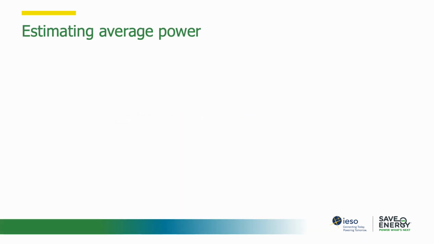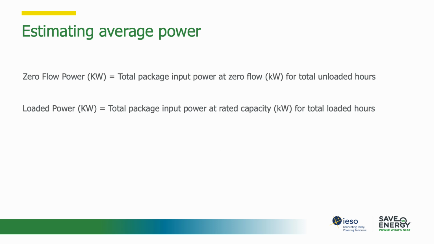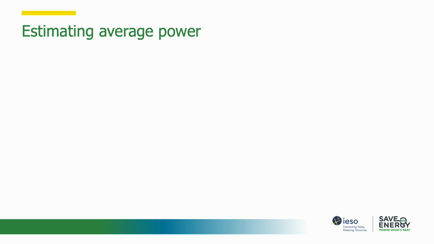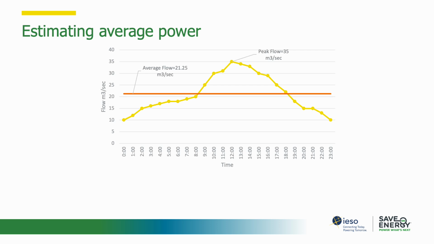If you have a 2-stage compressor, refer to your compressor's data sheet for the total package input power at 0 flow and the total package input power at rated capacity and full load operating pressure. Combine these with your compressor's duty cycle and total operating hours. You can then use the average load factor of your compressor to estimate the average input power using the characteristic curve from the data sheet or a generic version. Average load factor can be calculated by dividing average flow by full load flow.